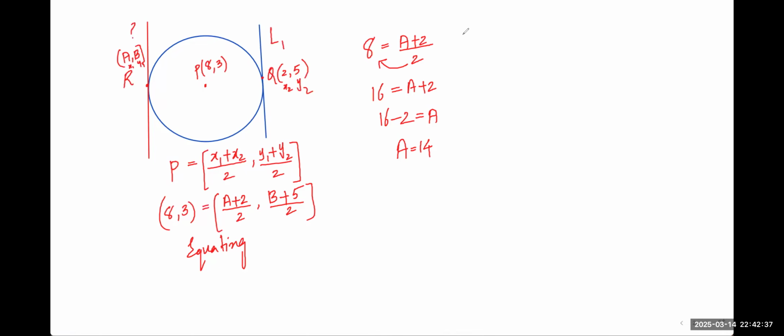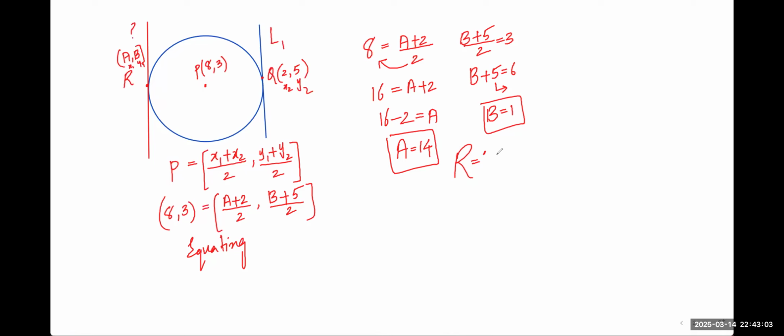Similarly, if you equate the other coordinate, (B plus 5) by 2 is equal to 3. Then cross multiply, you get B is equal to 3 times 2, which is 6. The 5 also we bring to that side, we get B is equal to 1. Clearly, we get the coordinates of that point R, that is 14, 1. Now I can find the equation of this particular line which is passing through 14, 1 and parallel to L1.